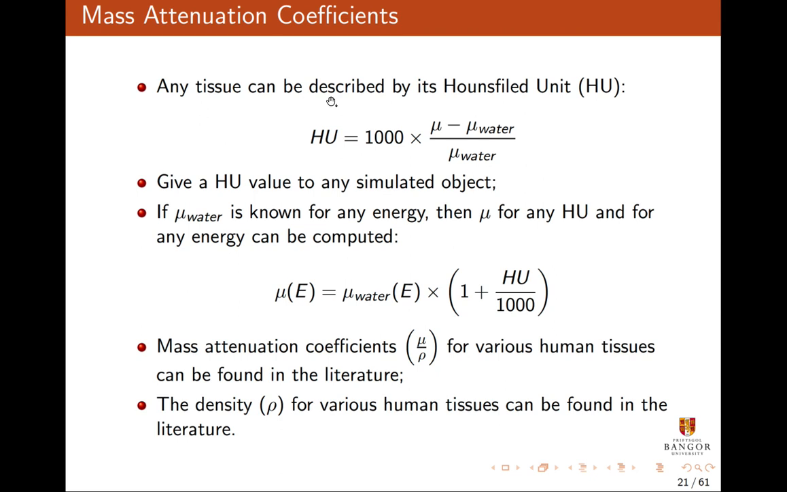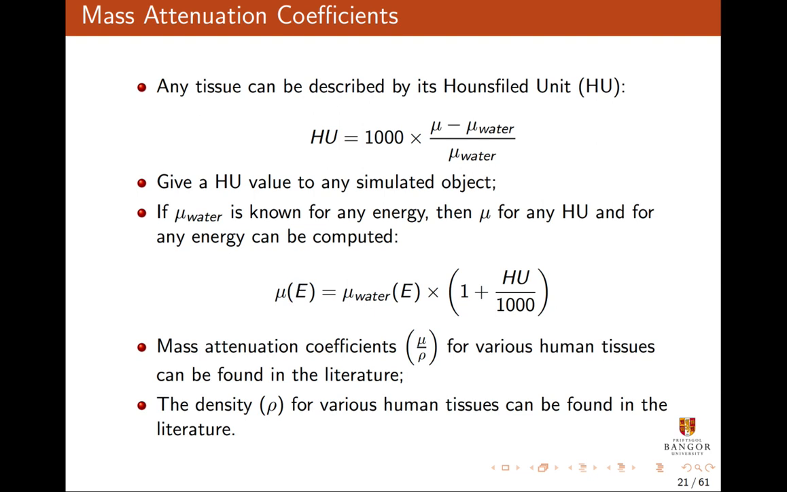We know how it's computed. So this is the issue: Hounsfield numbers are independent of the energy, and this is why they are actually so popular. They are estimated at a given energy. So we got mu water and the mu of the material. If we know the mu water coefficient for any energy, we could invert that and retrieve the mu parameter for any energy for any Hounsfield unit.